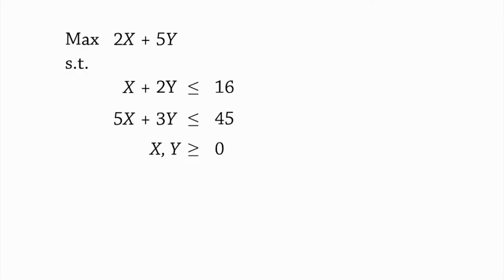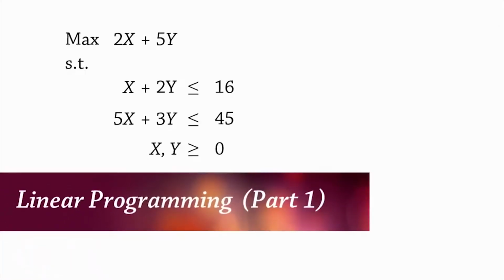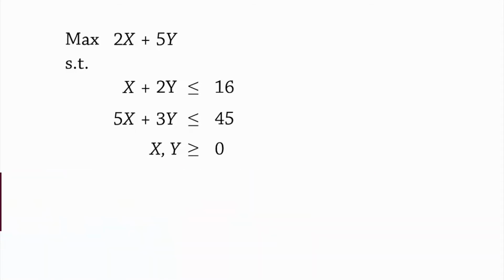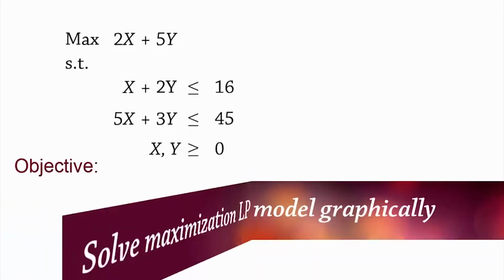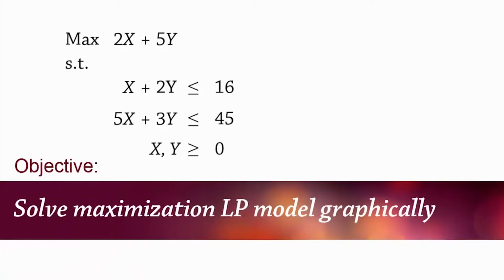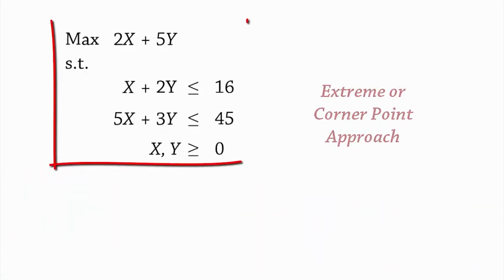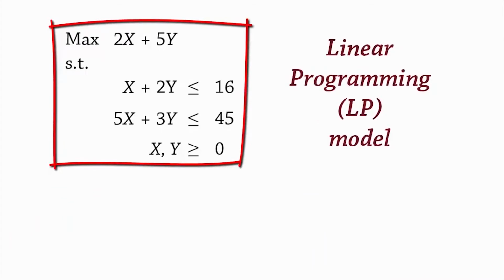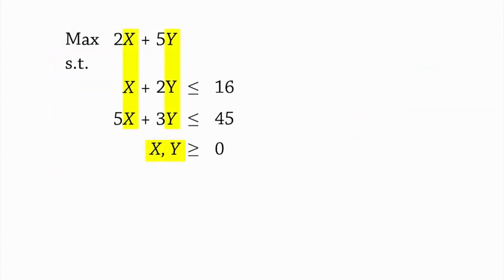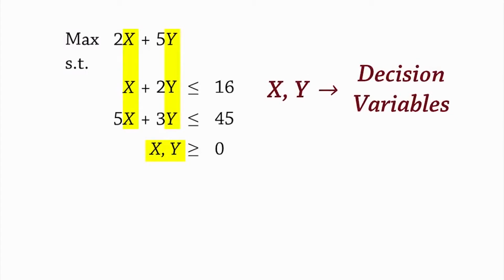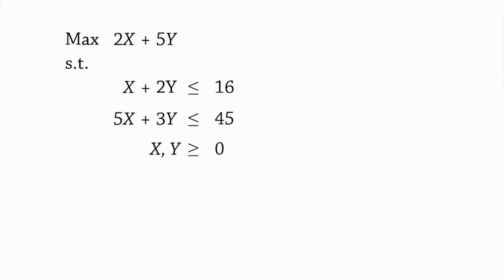Welcome to the first video in this linear programming series. In this video, we will graphically solve a basic maximization linear programming problem using the extreme or corner point approach. What we have here is a linear programming or LP model. The x and y in this model are referred to as decision variables. They tell us what quantity to buy, produce, sell, or transport, and so on.